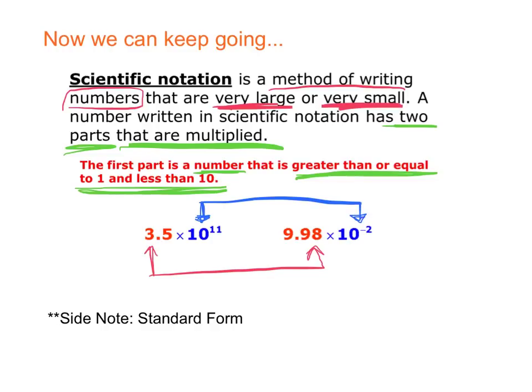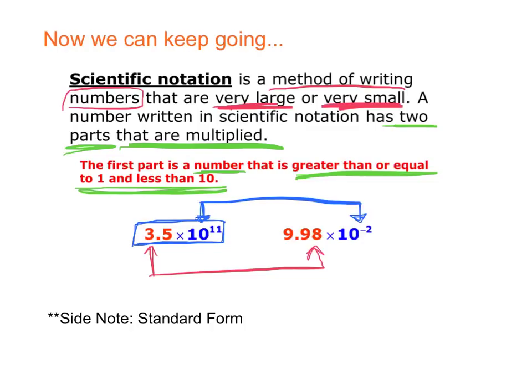And this can be any number. But what this is showing us is how many decimal places are involved with that number. So in that example that I gave you, I could rewrite that. Let's give you a smaller example. Let's just look at this example, 3.5 times 10 to the 11th.